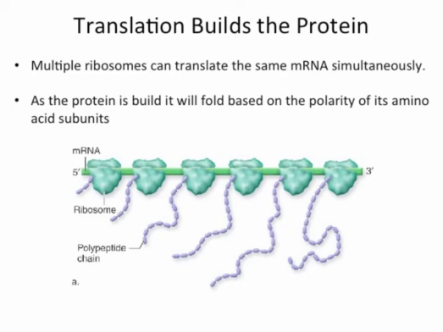Okay, as the protein is built, it will fold based on the polarity of its amino acid subunits, and that was shown at the end of that video. So this protein, as soon as it emerges, already starts folding based on the polarity. If this was polar and this was polar, they would form a bond between them. It would pull them closer together, and the protein would start to fold like that. Okay?